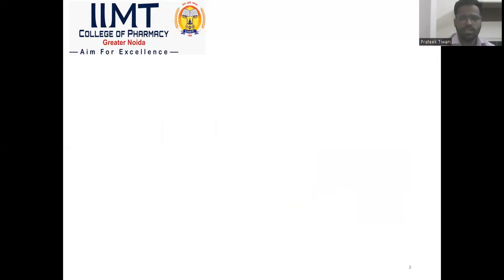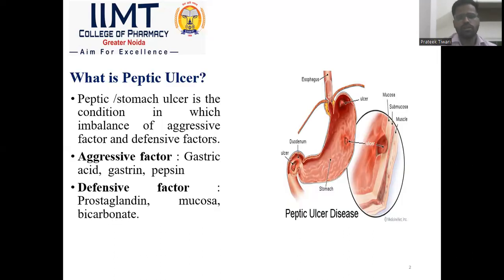Now we have to understand what a peptic ulcer is. A peptic ulcer is a condition in which there is an imbalance of aggressive factors and defensive factors. The aggressive factors are acid, gastric acid, gastrin, pepsin, alcohol, spices, and smoking, which all trigger the ulcer. And defensive factors act as a defensive mechanism and protect the wall of the stomach from ulceration or erosion.